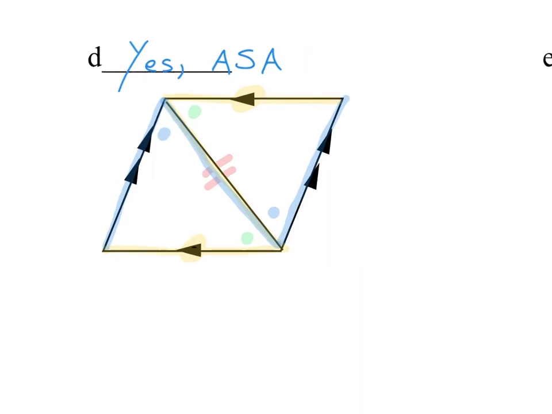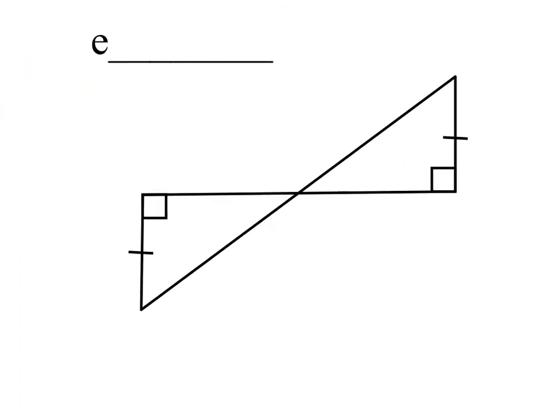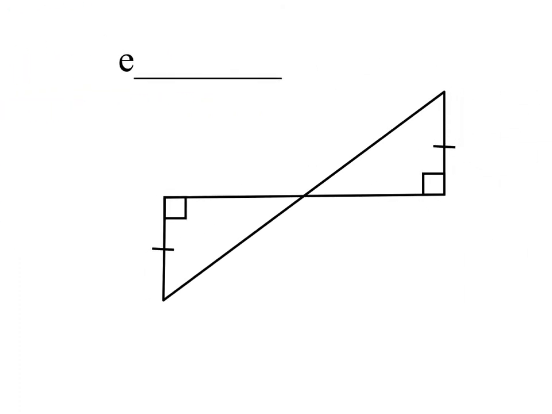Now let's move on to E. Are these two triangles congruent? And if yes, using what property? Now I can see that this triangle is a right triangle, so this is 90 degrees. And this is also a right triangle. This is 90 degrees. So there is a possibility of being able to use HL. Let's see what we have. So I have this side equal to this side. This side is the leg. This is the leg.